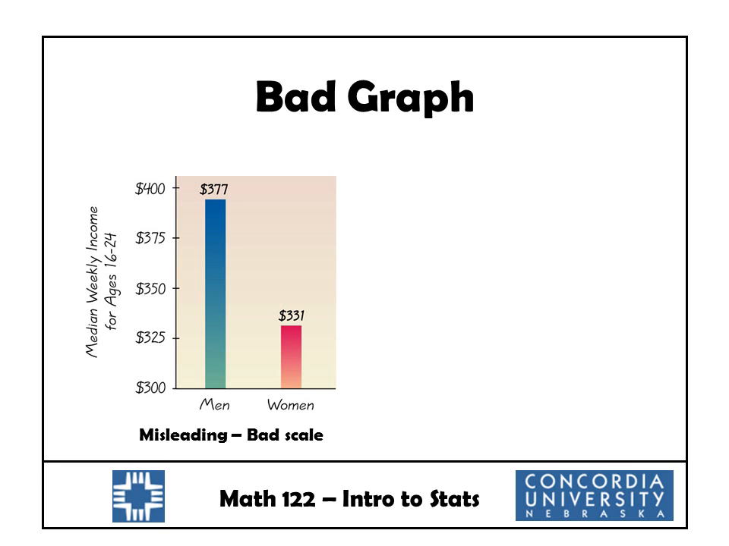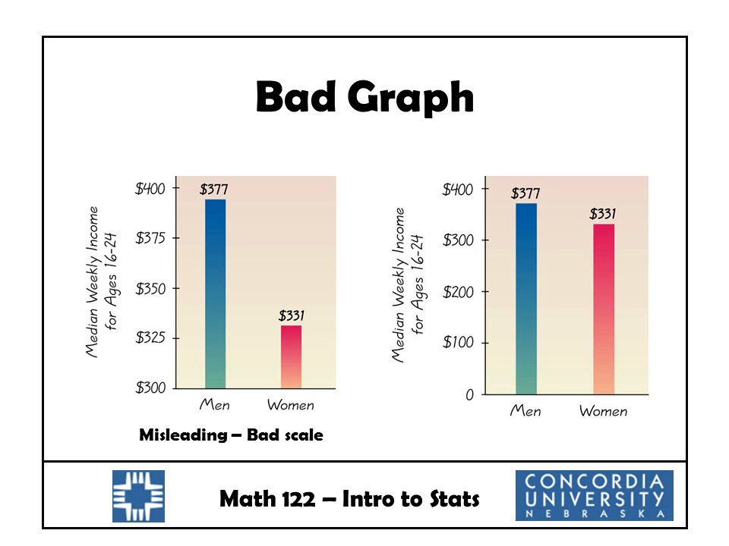The problem here is that we have a bad scale. If you look at the vertical axis, we see that it starts at 300 rather than 0. A better way to have drawn this would be to start the scale at 0. And so there you have the bar for men and one for women. Again, the men's is a little bit taller, but it's not as disproportionately taller as it is in that first one.